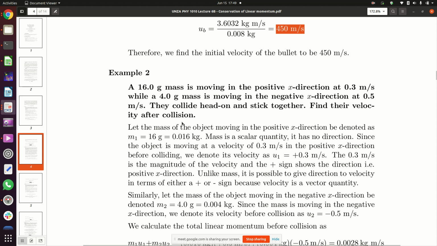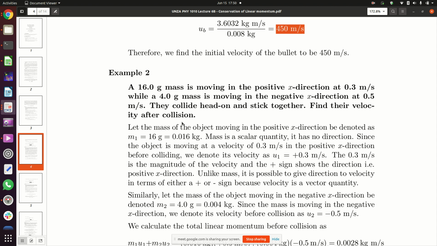So again, we assume that the velocities of these objects are not changing. The 16-gram mass's velocity before the collision remains at 0.3 meters per second, and the velocity of the 4-gram mass before they collide is always 0.5 meters per second. The reason we assume this is that if you're going to use conservation of linear momentum, there should be no external force, because an external force causes a velocity change. If the resultant force is equal to 0, then the velocities remain the same.